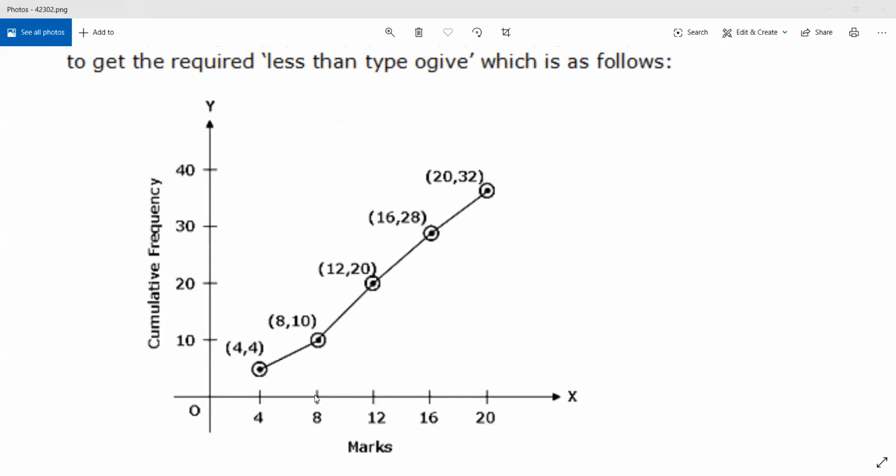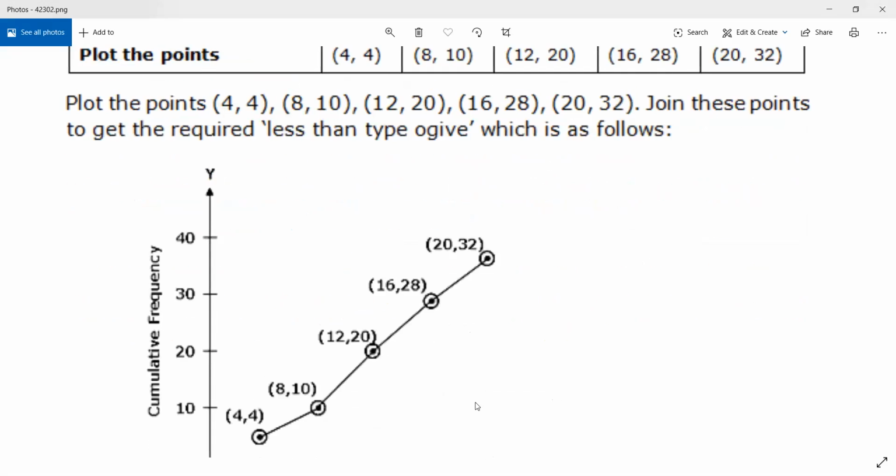Individually, between each of these marks you will get the number of people present in that particular class, but you can also get a cumulative frequency, meaning up to 12 marks there were, let's suppose, 12 people, and up to 16 marks there were 16 people, up to 20 marks there were 32 people. Okay, I hope you are understanding the logic here. I'm just plotting this from top to bottom.